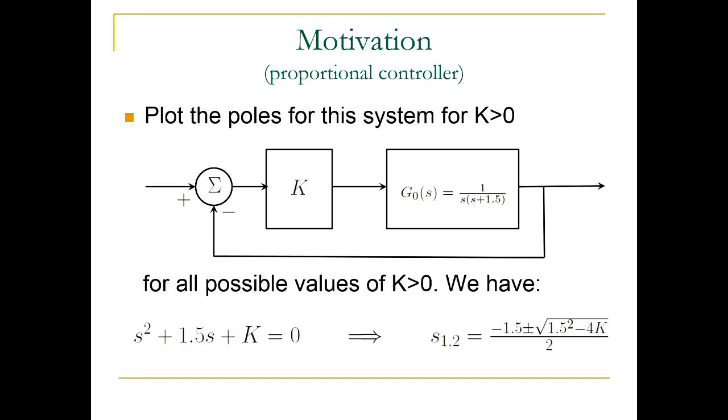How about when k is equal to 1.5 squared divided by 4? I still have two real solutions, but they are both located at minus 1.5 divided by 2, because everything in the square root is 0. The square root is 0. So in that case, for that value of k, I get two real poles, both at minus 0.75.